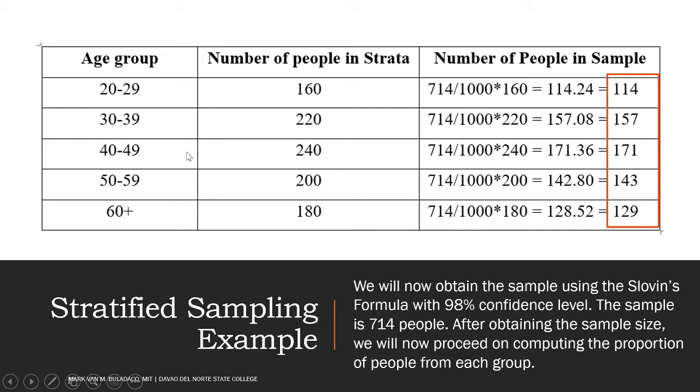And then so on until the last age group, which is 60 plus, and your strata sample size is 129. So take note, if you add all of the strata sample sizes, it results in our sample size of the population, which is 714.